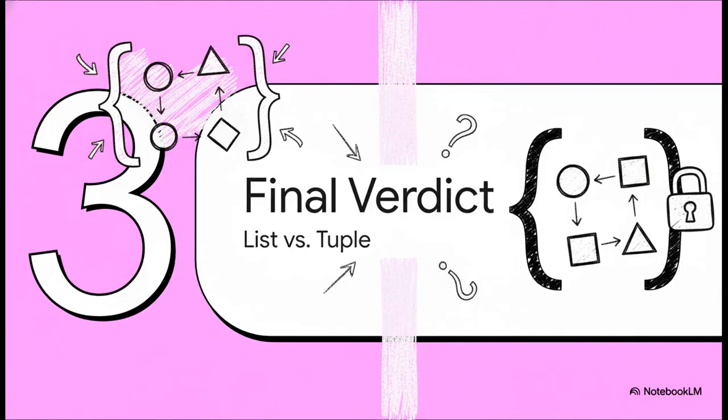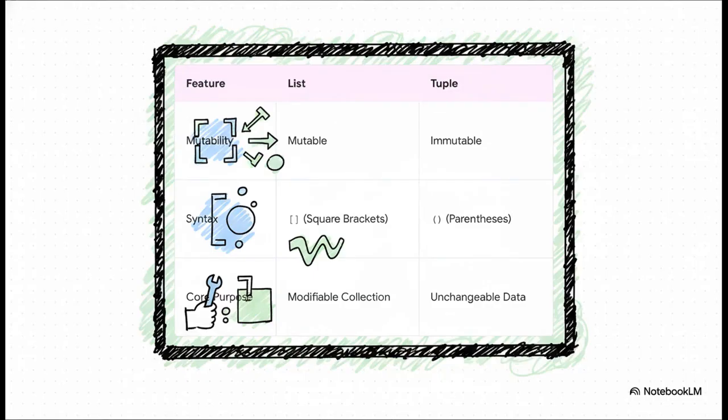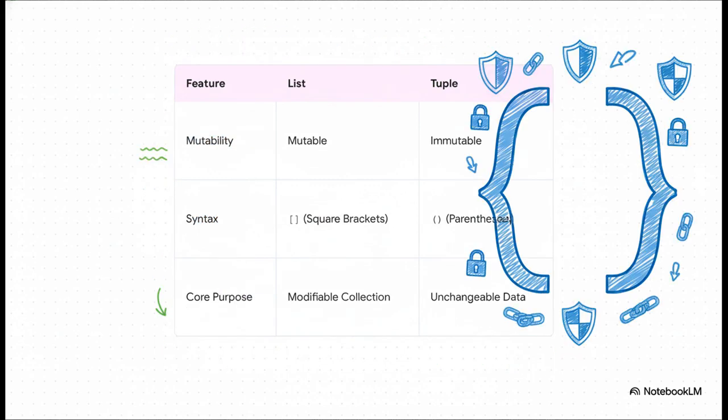All right, let's bring it all home. With all this information, when you're actually sitting there writing your code, how do you make the choice? Let's put them side by side for the final showdown. So on one side, you have the list. Its defining feature is that it's mutable. You use the square brackets, and its whole reason for being is to hold a collection of items that you fully expect to modify over time. And on the other side, you've got the tuple. It's immutable, you use parentheses, and its job is to store a collection of items that you believe should never change. This guarantees your data is safe, and as that nice bonus, you get a significant performance boost because it's lighter and faster for Python to handle.